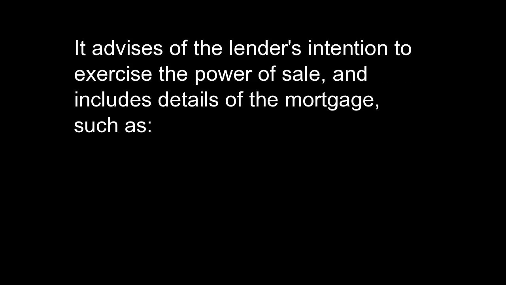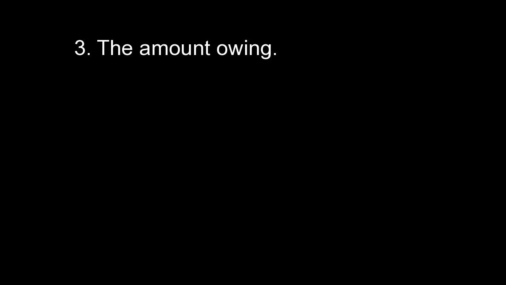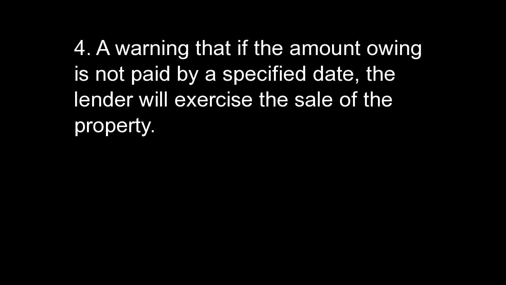It advises of the lender's intention to exercise the power of sale and includes details of the mortgage, such as 1. The date in which the mortgage was made. 2. The parties in the mortgage and the property mortgaged. 3. The amount owing. 4. A warning that if the amount owing is not paid by a specified date, the lender will exercise the sale of the property.